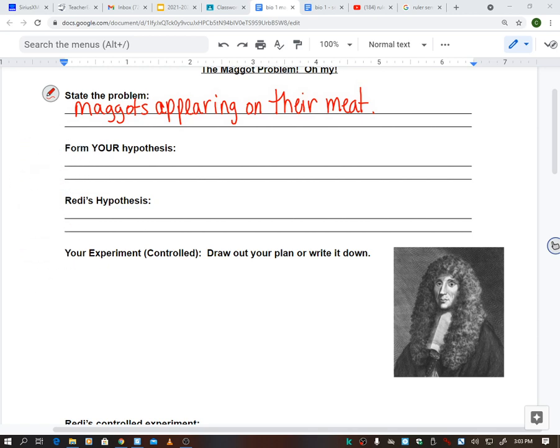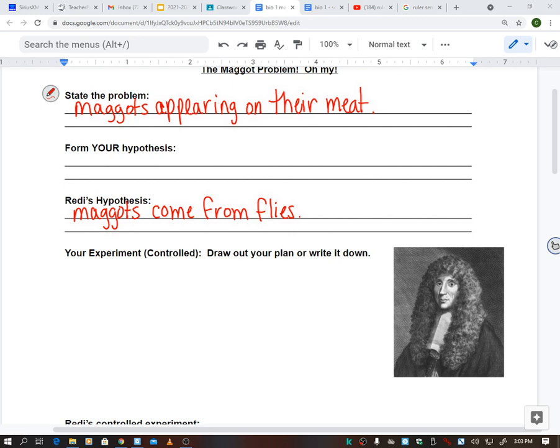Redi's hypothesis was that maggots come from flies. So this is really where maggots come from. They come from flies. But then how do you show somebody in a scientific way that that's what's happening?